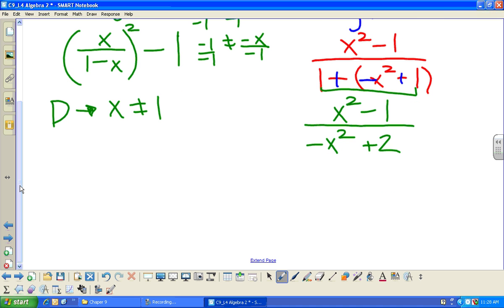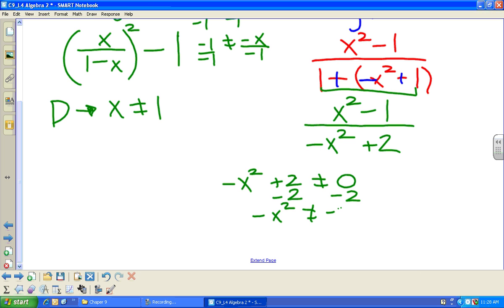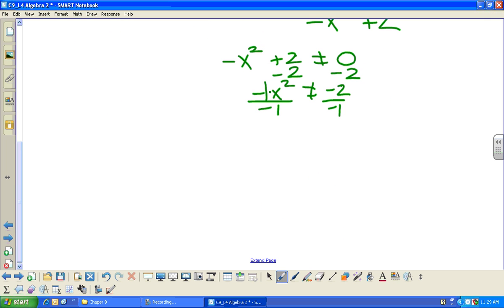I have to find my domain. Domain is the same thing as find your excluded values. Negative x squared plus 2 cannot equal 0. So I have to solve for what x cannot equal. I first subtract 2 from both sides. Then I have to get rid of this negative on the outside. So that's the same thing as dividing by a negative 1. To get rid of anything squared, I have to take the square root. Now when you're solving for a value and you're taking the square root, you have both a positive and a negative answer.